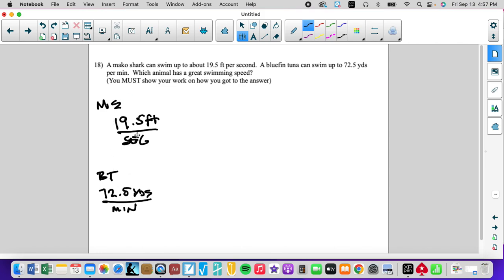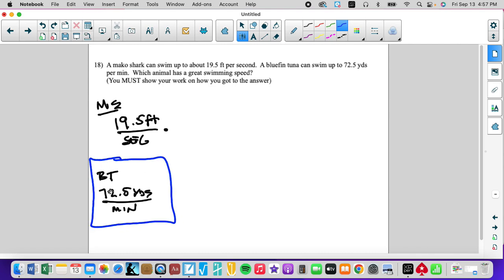I'm not going to convert both of them. I just have to do one of them. I saw lots of people finding some weird middle ground, converting both to opposite ones or whatever. I'm just going to convert the mako shark. I'm going to convert feet to yards and seconds to minutes. So I'm going to do that, and I'm not touching this. I'm going to keep this value.